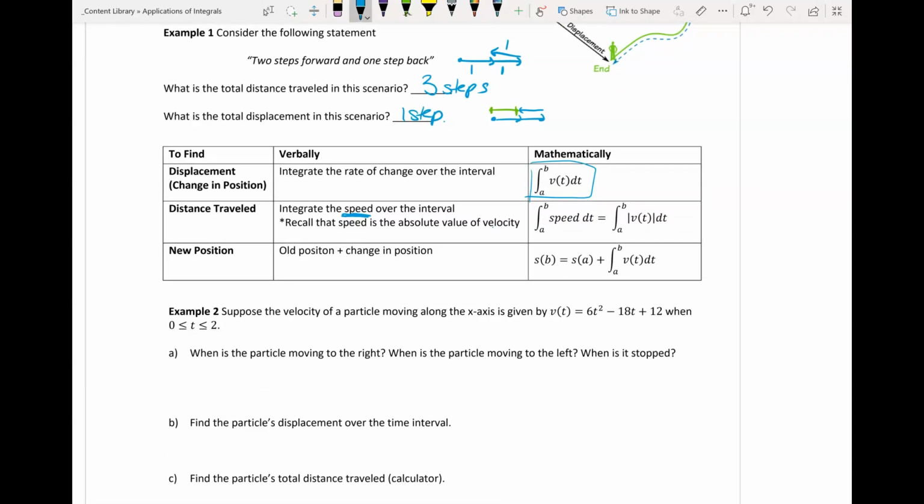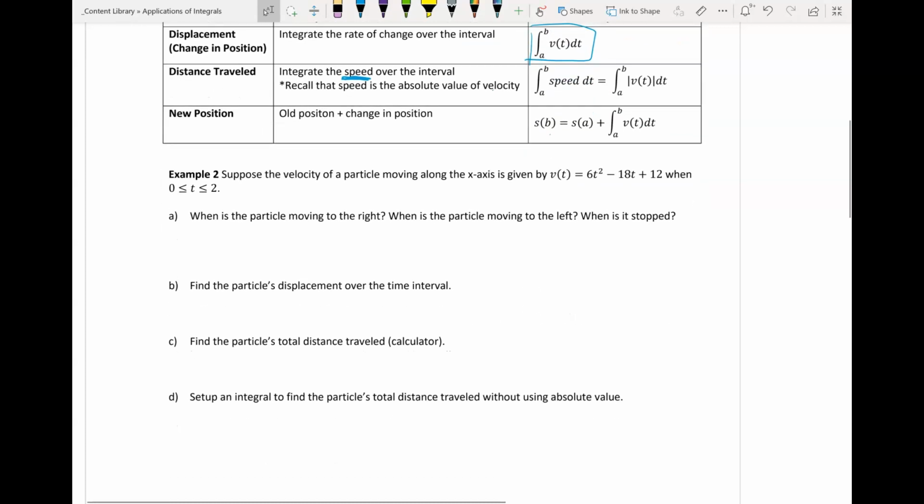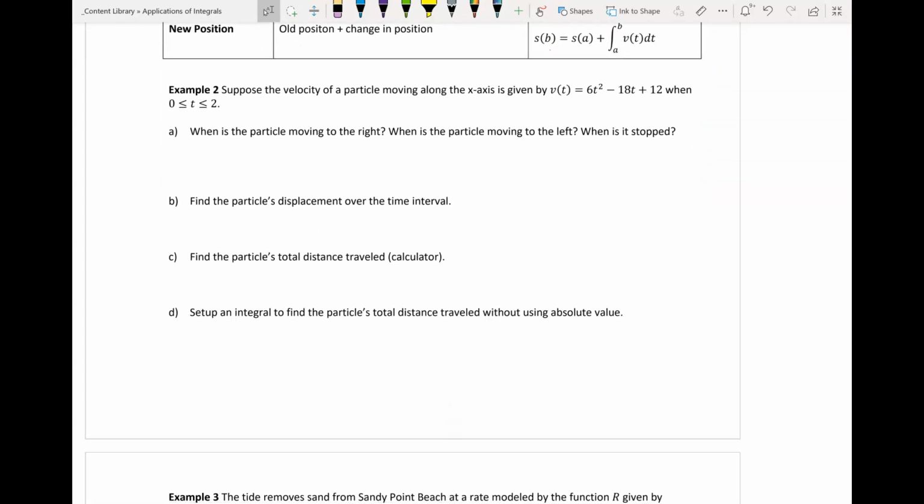Then finally, your new position is going to be your old position plus the change in position. Mathematically, this is s of b is equal to s of a plus the integral from a to b of v of t dt. So we're going to apply those 3 into an example.